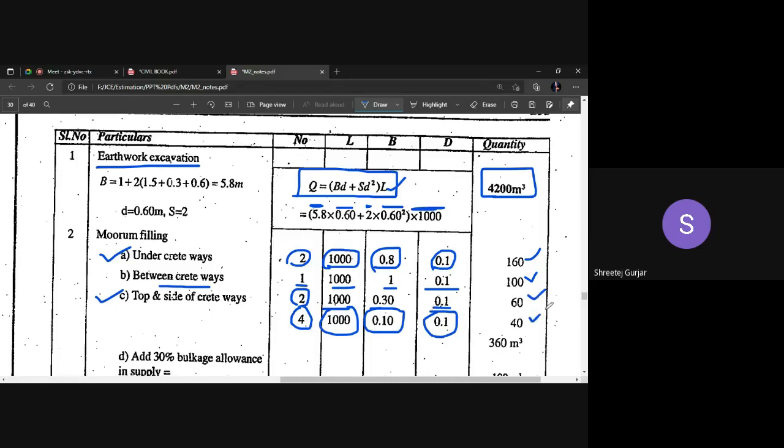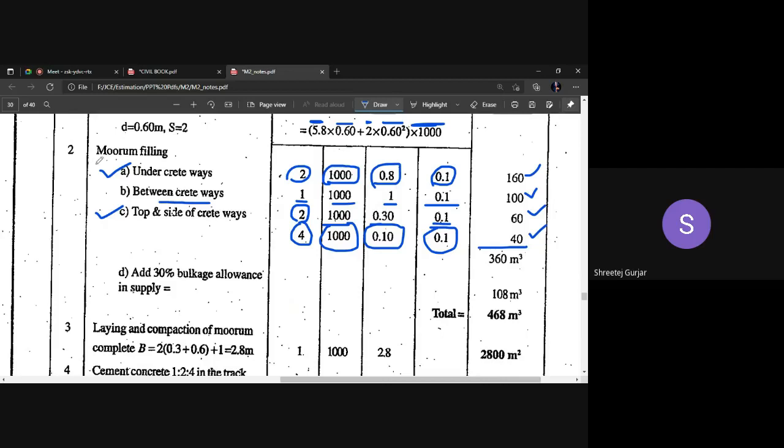So we have calculated all the hard muram quantities, total 360 meter cube. Now this hard muram is very loose. After compaction, it will get reduced in size very much, in a large quantity. So you have to add 30% bulk allowance. After compaction, it will become 360 meter cube, but the quantity that we have to order is 30% extra. So 30% extra of 360. Add both of these, and the total quantity required is 468 meter cube.